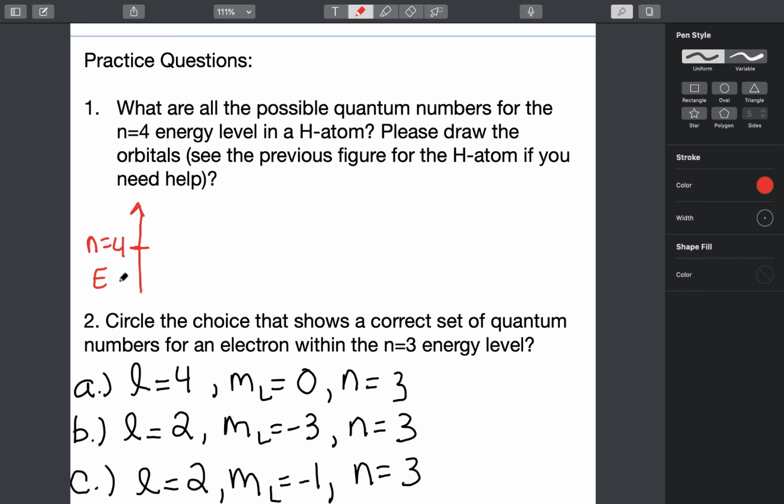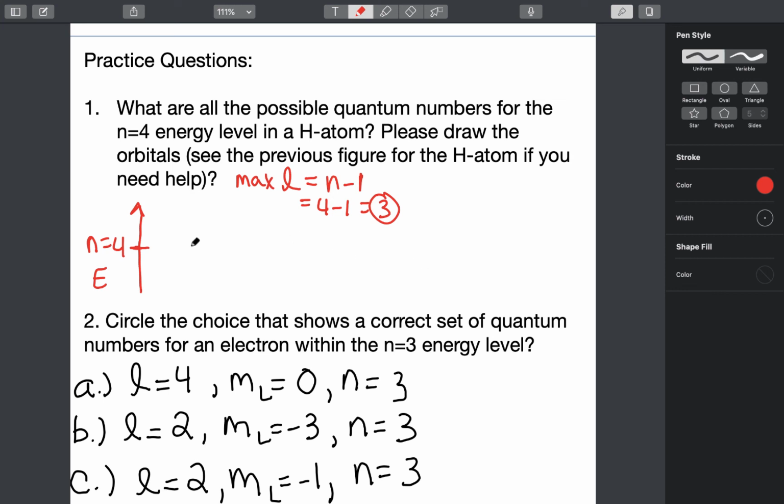So the first thing to note is that in order to find all the possible quantum numbers, you have to know the maximum angular quantum number that you can get for the n equals 4 level. In this case, the max angular quantum number that you can get for the n equals 4 subshell is equal to n minus 1. So when you subtract 1 from 4, you get 3. And now the angular quantum number of 3 corresponds to the 4f orbital. So therefore, we can have orbitals all the way from s to f.